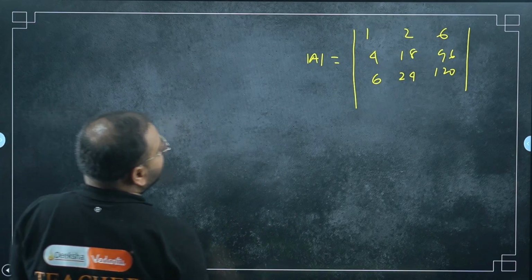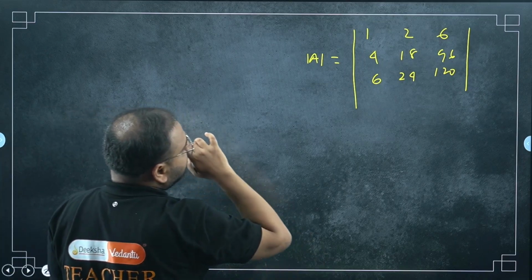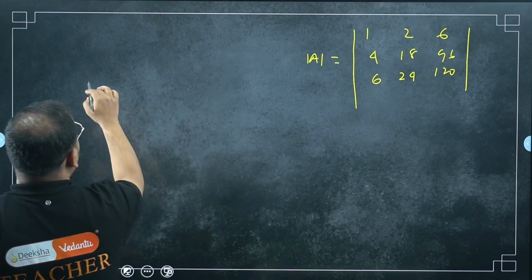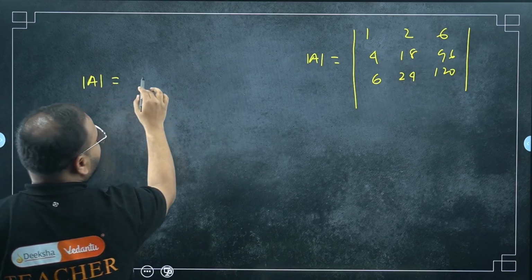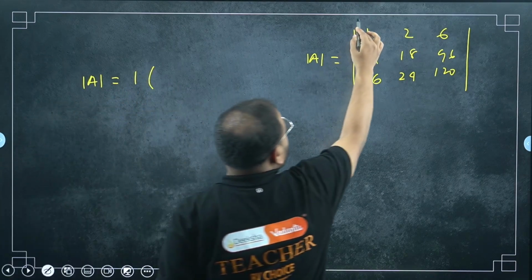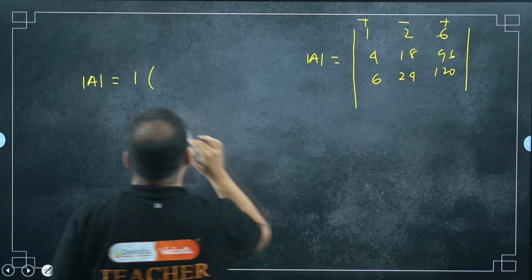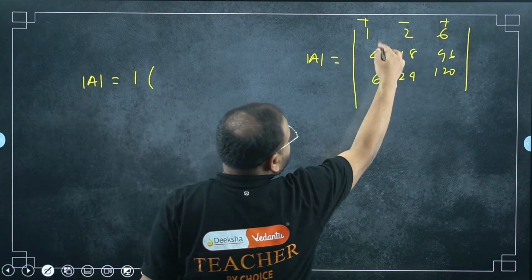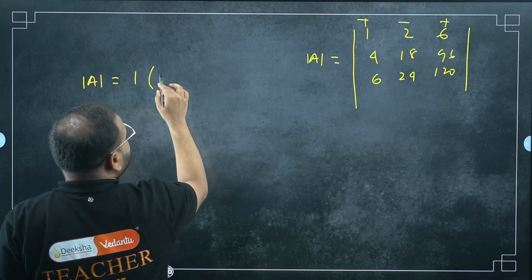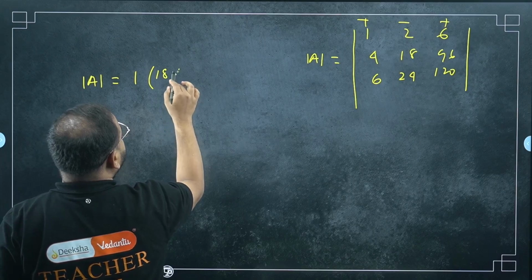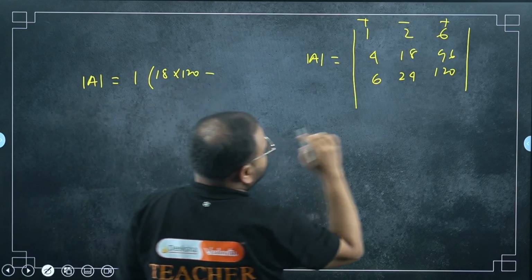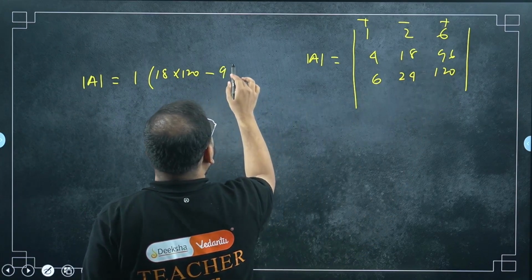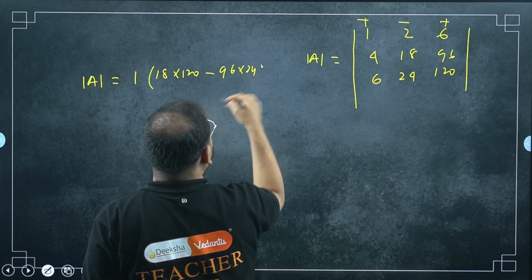So it'll be looking like this. Please check. Determinant A will look like this. So I will have 1 times of, this is plus, this is minus, this is plus. So 1 times of, I'll cancel the first one. I'll get 18 times 120, minus 96 times 24. First one is done.